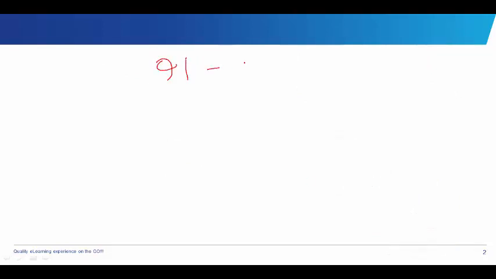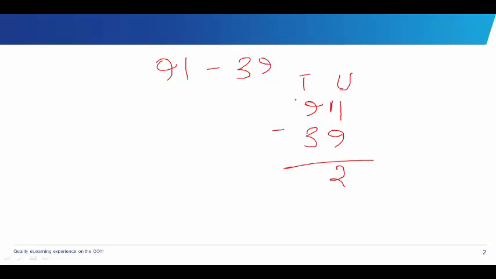91 minus 39. Write our tens and units. 1 minus 9, it won't go. So we'll borrow 1 from this 9. This 9 becomes 8. And the 1 we'll place it here. It becomes 11. 11 minus 9 will give us 2. Then the 8 which is left here, minus 3, will give us 5. So our answer equals 52.